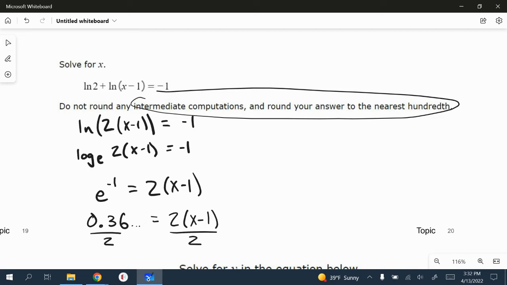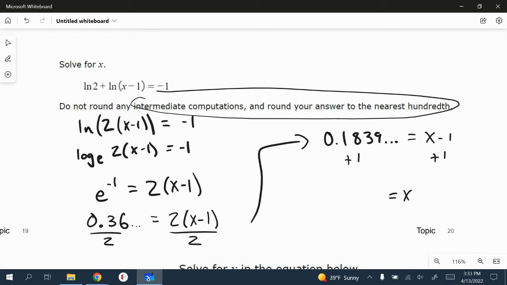I'm going to move my work over here. So this would be 0.1839 something something something equals x minus 1. And if I add 1 to both sides, that's pretty simple. If I'm rounding to the nearest hundredth, we'll get x equal to 1.18 approximately.